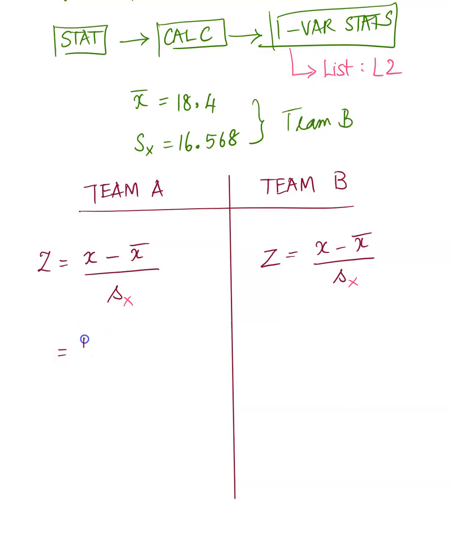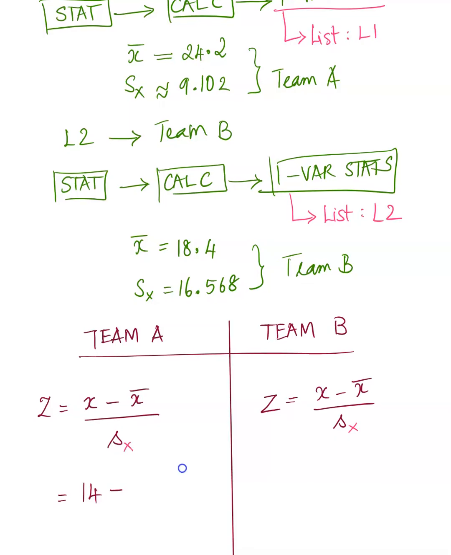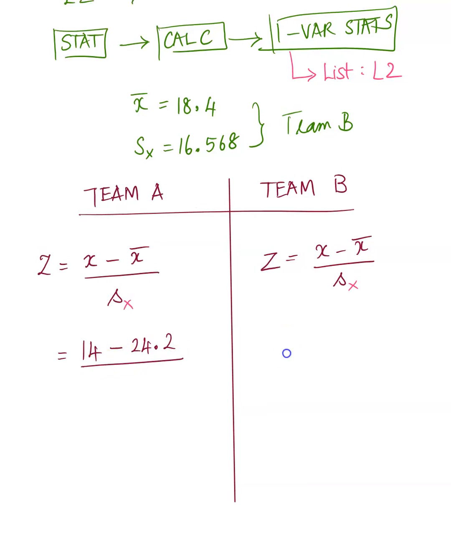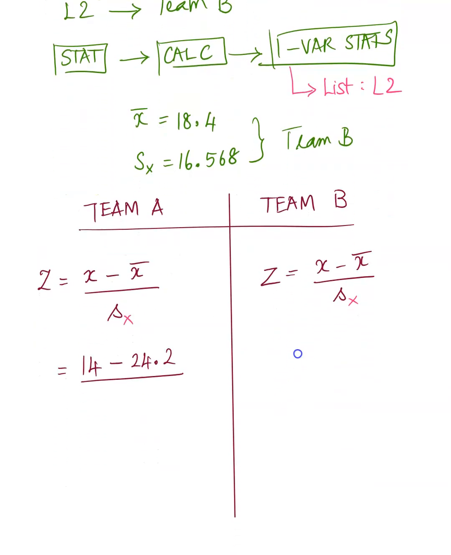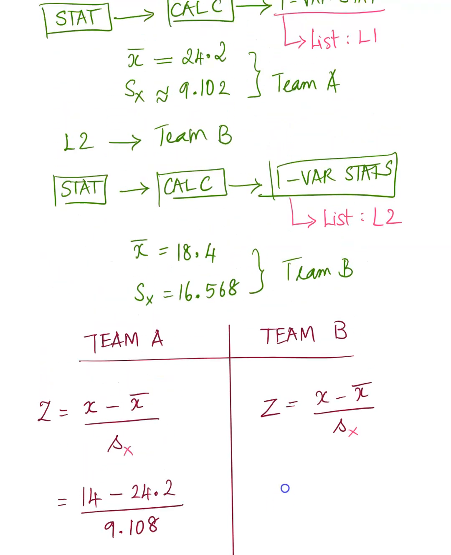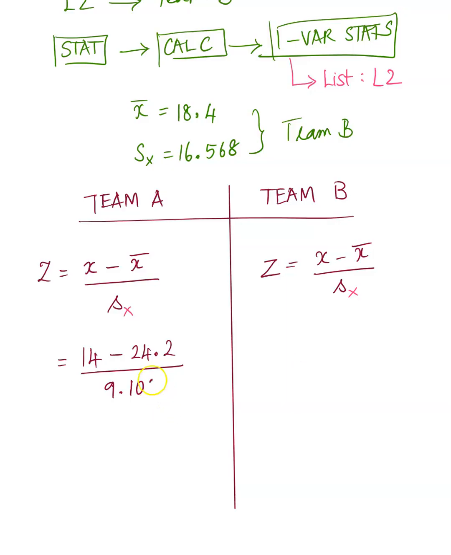So that will be 14 minus X bar was, let's go back here, 24.2 divided by 9.102. Okay, compute that. I'll also parallelly write for team B, X was 35. 35 minus 18.4 divided by 16.568. Okay. Now, plug these in your calculator.